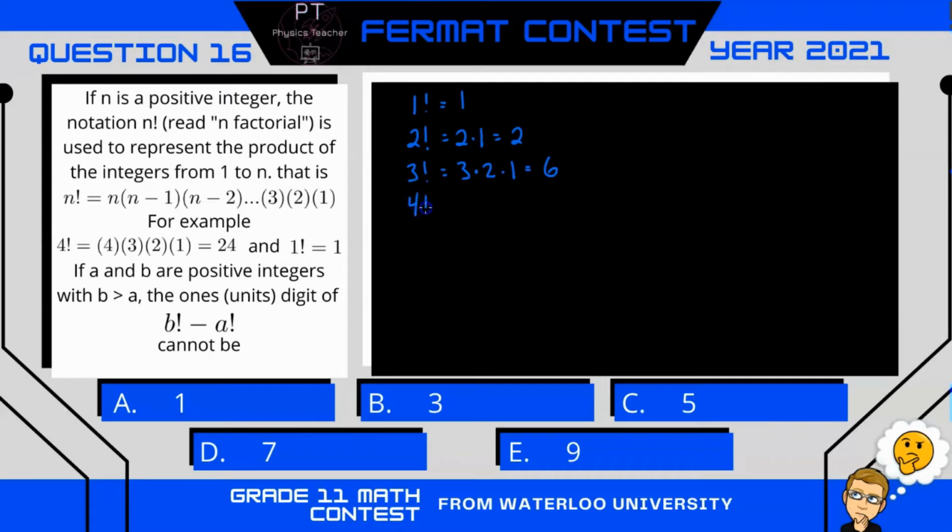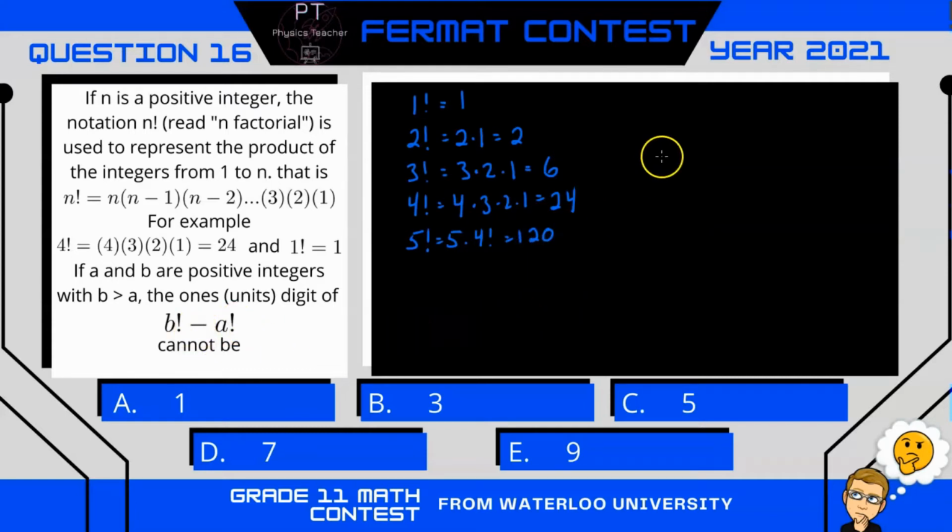So 4 factorial is just 4 times 3 times 2 times 1, which is 24. So that's a multiple of 3, it's a multiple of 2, and it's also a multiple of 4. 5 factorial would just be 5 times 4 factorial, which is 120.